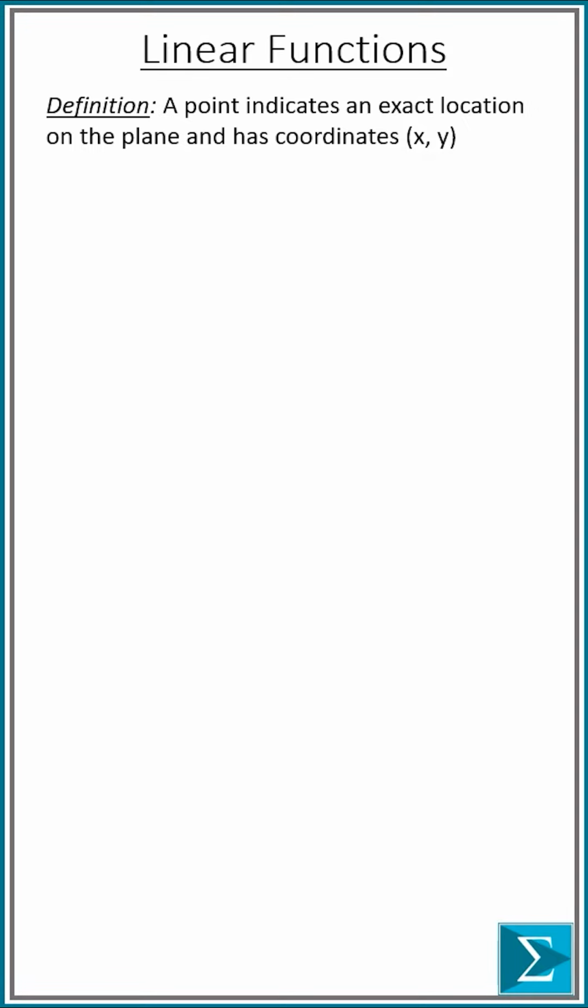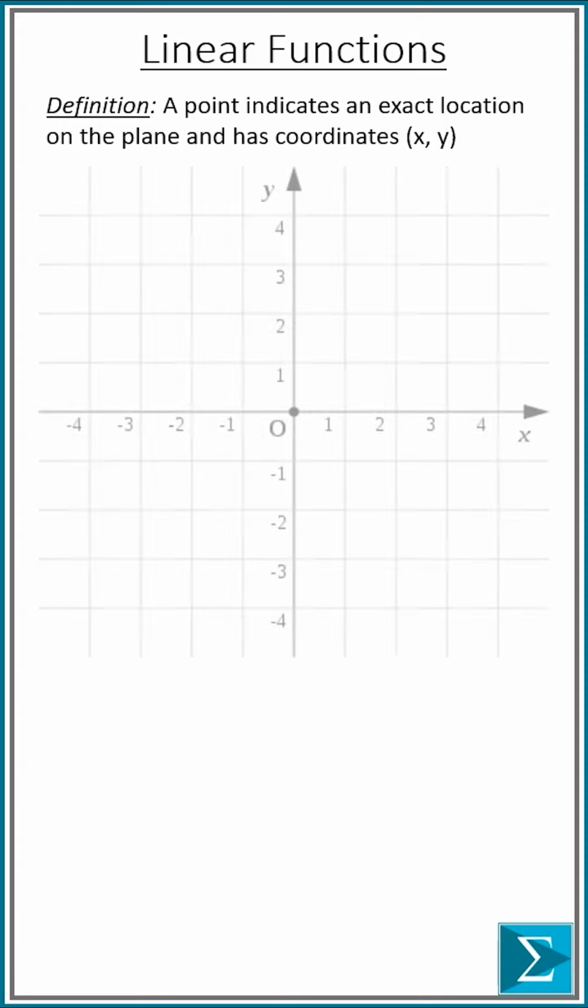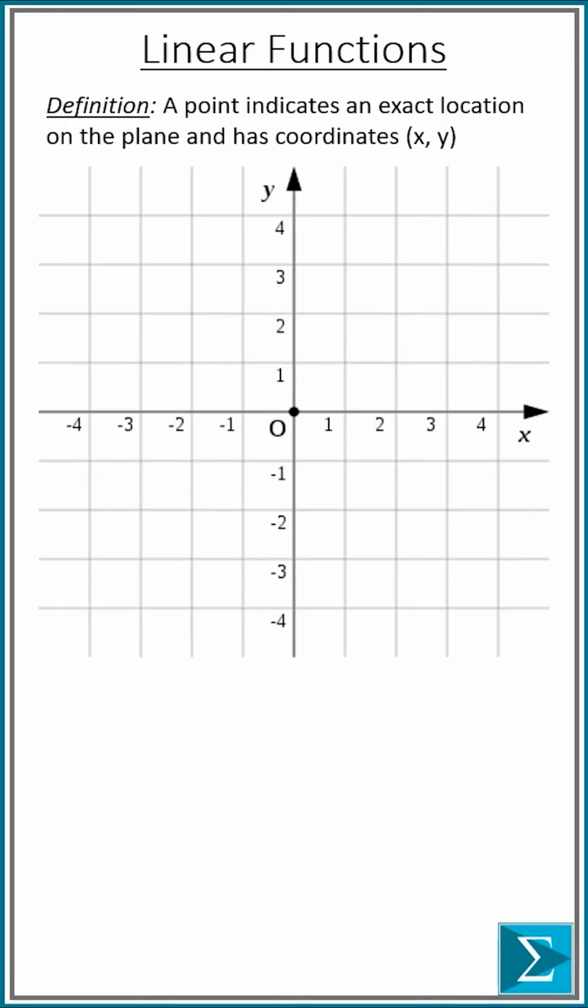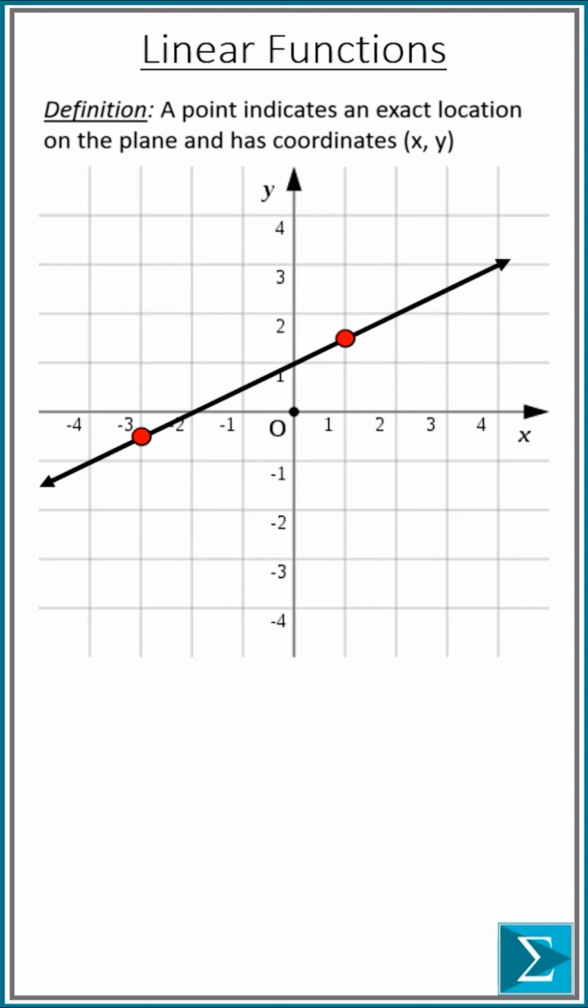First, recall that a point on the plane indicates an exact location and has coordinates x and y, where x indicates the horizontal position and y indicates the vertical position. Note that to draw a line, we'll simply have to mark any 2 points and connect them. Now, the graph passes through two very important locations, which are what we call the intercepts.